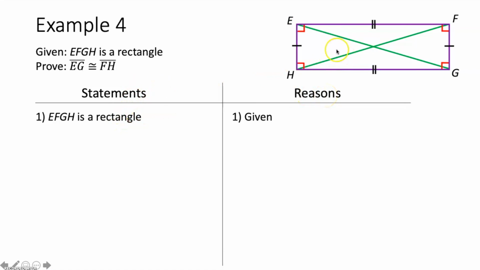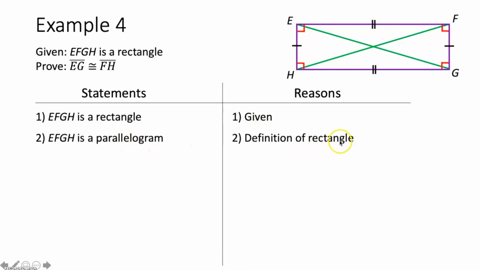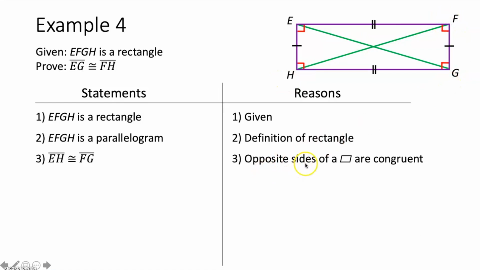First, we want to show that both pair of opposite sides are congruent. But in order to do that, we have to say that EFGH is a parallelogram. And the reason for that, that's just the definition of a rectangle. A rectangle is a parallelogram. Now, why do we have to say that it's a parallelogram? Because we want to use some of those parallelogram theorems. The first one being that both pair of opposite sides have to be congruent. This time, we only need segment EH and segment FG, so we can just say that segment EH is congruent to segment FG because opposite sides of a parallelogram are congruent.